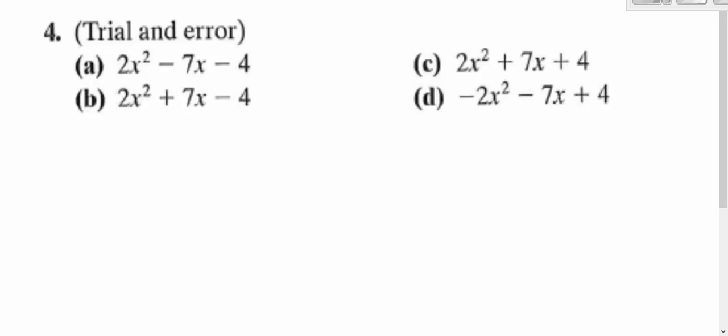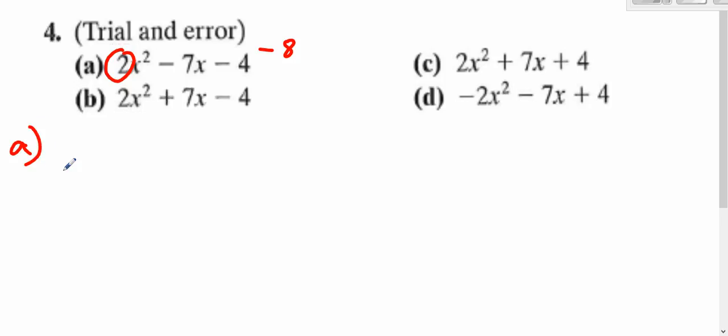All right, so to factor some of these, if they are factorable, it says trial and error, but we don't have to do trial and error. You can do bottoms up instead, where you take the front number, the leading coefficient, multiply it to the constant, the back number. So you get -8. And then really we're just looking for two numbers that multiply to be -8 and add to be -7.